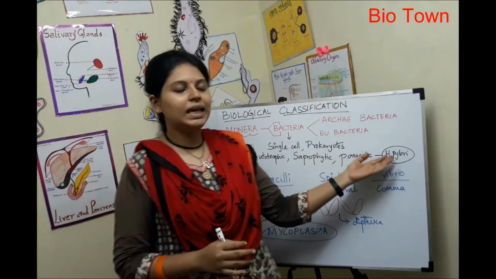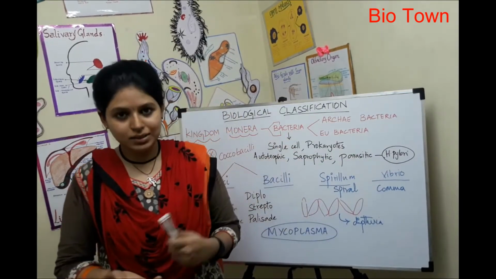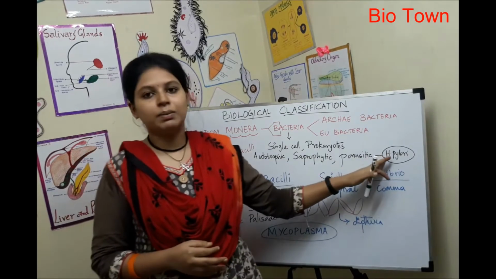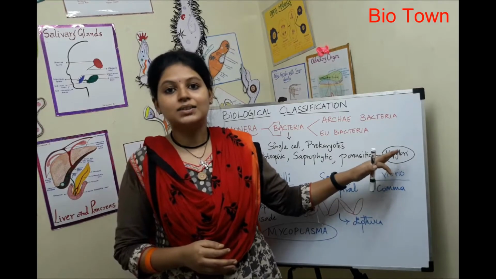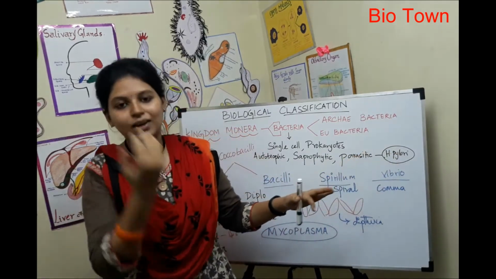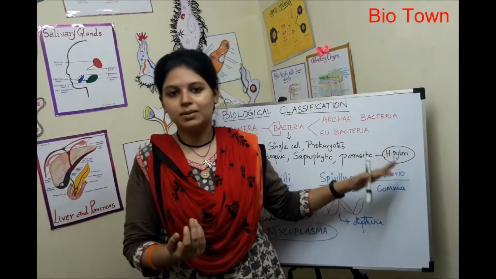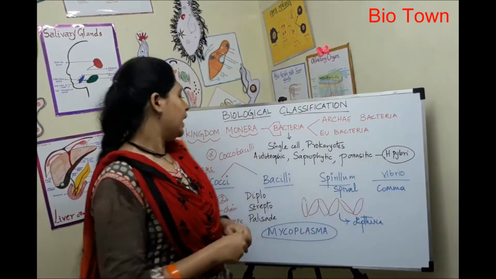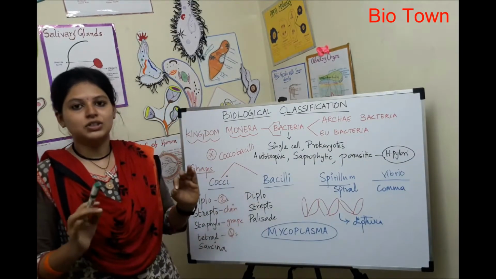For example, Helicobacter pylori. Most of us would have suffered from ulcers, right? This is caused by Helicobacter pylori. They infect our digestive tract and they start utilizing the mucosal layer of the digestive tract as their own food and for metabolism purposes. Now we'll move on to the classification of bacteria based on their shape.